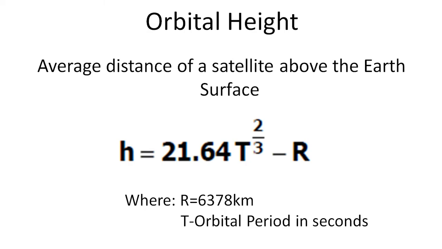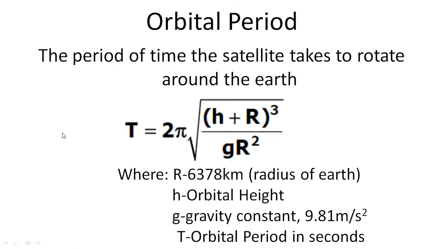So, next Earth station parameter is the orbital height. This is the average distance of the satellite above the Earth's surface. So, 21.64 orbital period raised to 2/3 divided by, or minus, the Earth's radius. Okay? So, next is the orbital period. Ito naman yung period that the satellite takes to rotate or revolve around the Earth. So, 2 pi square root of h plus r cubed divided by the gravitational constant times the radius squared.